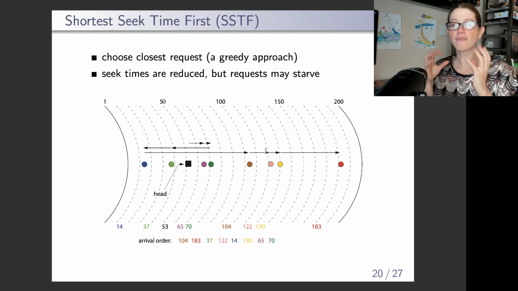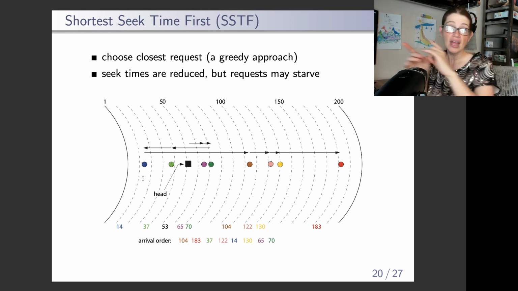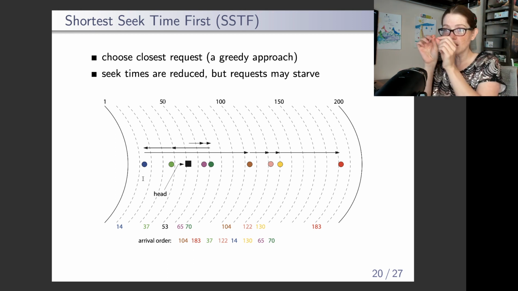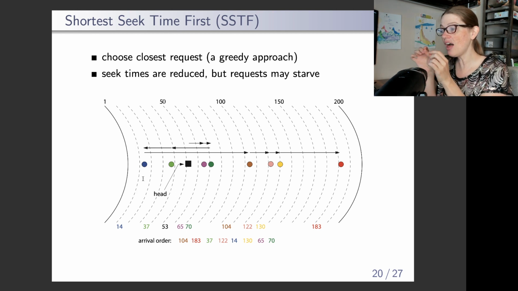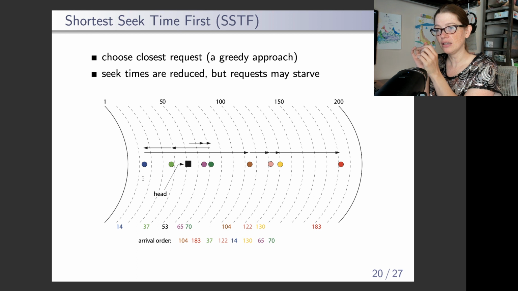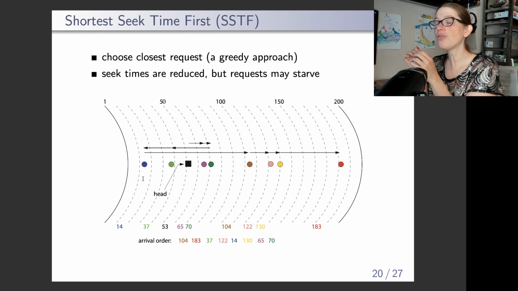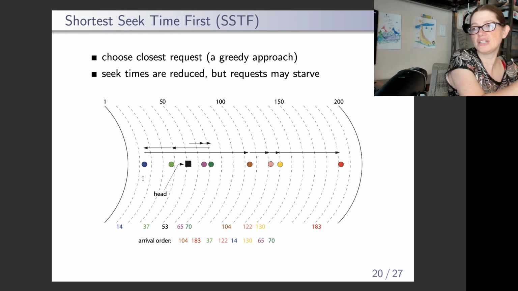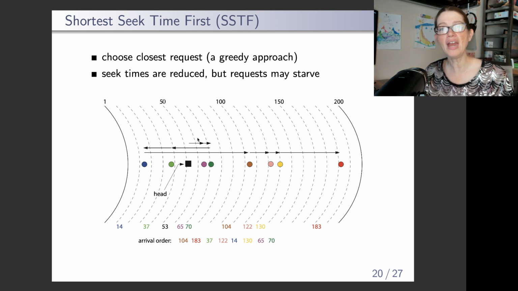So I'm on track 52. The job that is closest to me right now is 65. So I go to 65. So instead of going this way and then that way, like first come, first serve, I just move a little bit. And then when I get to track 65, I'm like, okay, I've done this job. Where do I go now? So then I'm like, oh, there's 70. So I move the head a little bit more to 70. And then after 70, I'm like, okay, who is closest to me right now? Oh, 37. So I go to 37. And then 14. And then I go to 104. Hey, look at how little our read-write head moved.